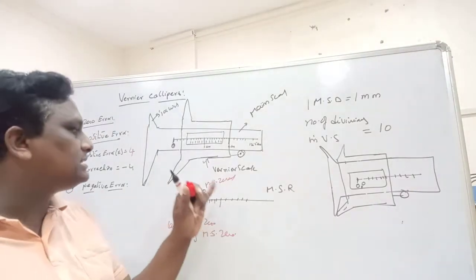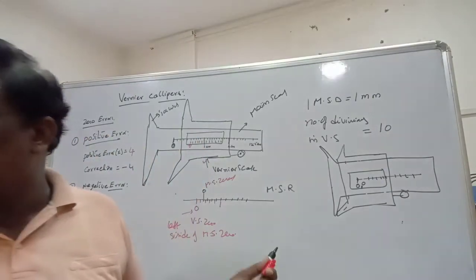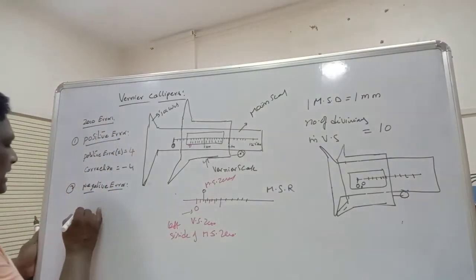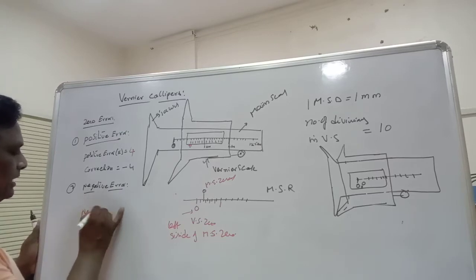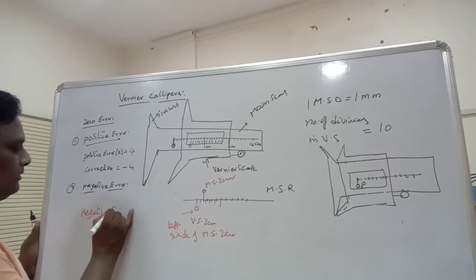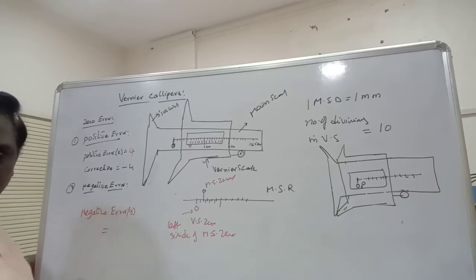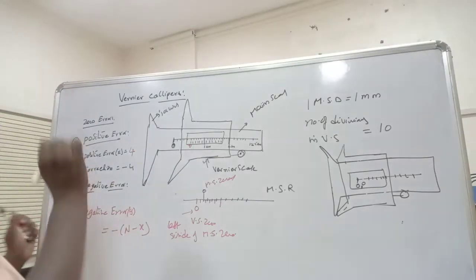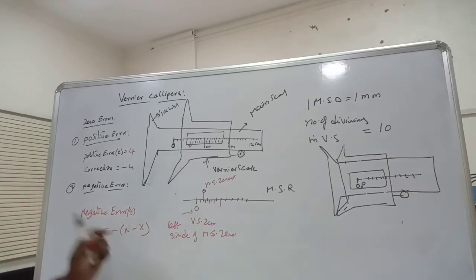Suppose the Vernier scale 0 is left side of the main scale 0, then we take it as the negative error. So negative error. How do you calculate the negative error? See here. There is a formula for negative error. Negative error, you can assume it as y, is equal to minus of n minus x. This is the formula. What is n and what is x, that we have to see.